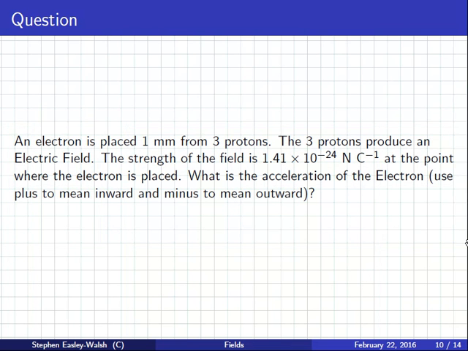Okay, so you don't have to write all of it down, but you need to at least draw it. You've got an electron, and it's 1 millimeter away from 3 protons. The 3 protons produce an electric field, and the strength is that. I didn't need to tell you the 1 millimeter business. I could have just said the electron is placed at the same place. But anyways, what is the acceleration of the electron?